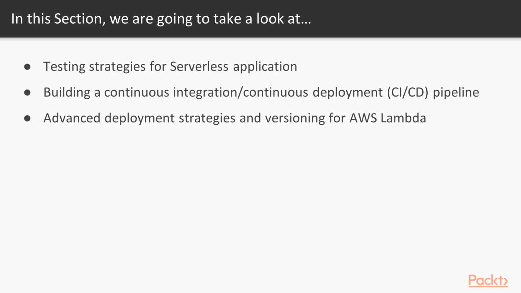In this section, we will talk about strategies for testing serverless applications. Then we will discuss continuous deployment and continuous integration, building a CI/CD pipeline. And we will introduce advanced concepts related to deployment strategies and versioning for AWS Lambda.